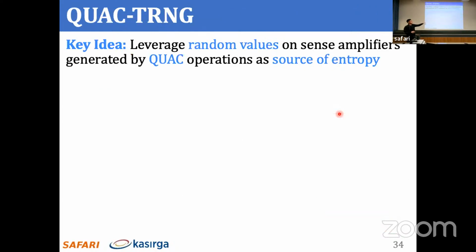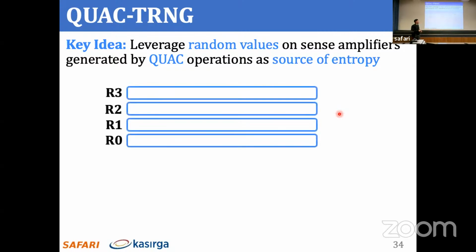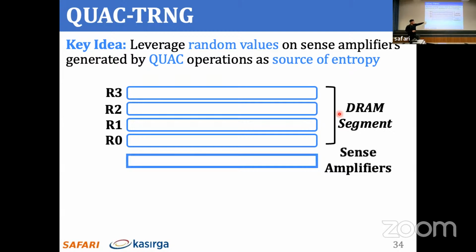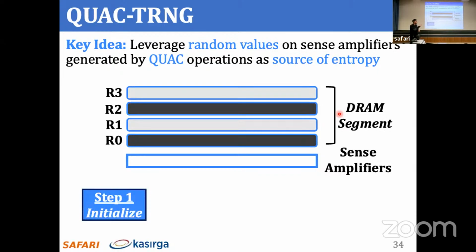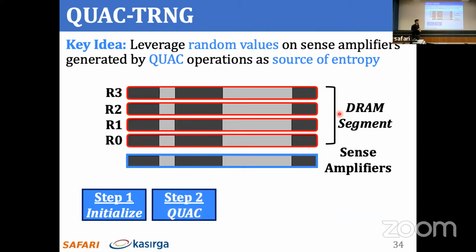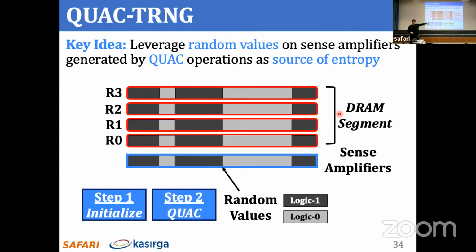This is how QUAC-TRNG generates random numbers. Our key idea is to leverage the random values that we generate on sense amplifiers and use them as a source of entropy. Here we have 4 rows, the same 4 rows. We call this a DRAM segment because this is a segment that we use to generate random numbers. We have sense amplifiers that are connected to the cells on this row. First, we initialize the rows as I showed you in the previous figure. Then we perform a QUAC operation on these 4 rows, and this will generate random values on the sense amplifiers.